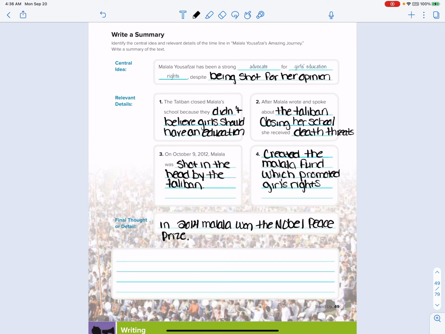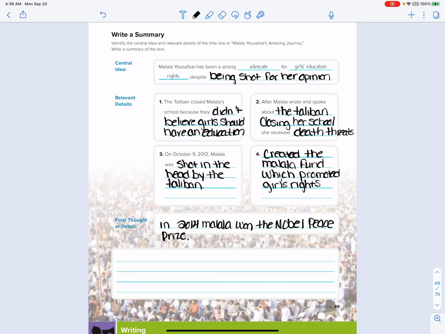After Malala wrote and spoke out about the Taliban closing her school, she received death threats. Period. On October 9, 2012, she was shot in the head by the Taliban. After being shot, the world came together and created the Malala Fund, which promoted girls' rights. In 2014, she won the Nobel Peace Prize.